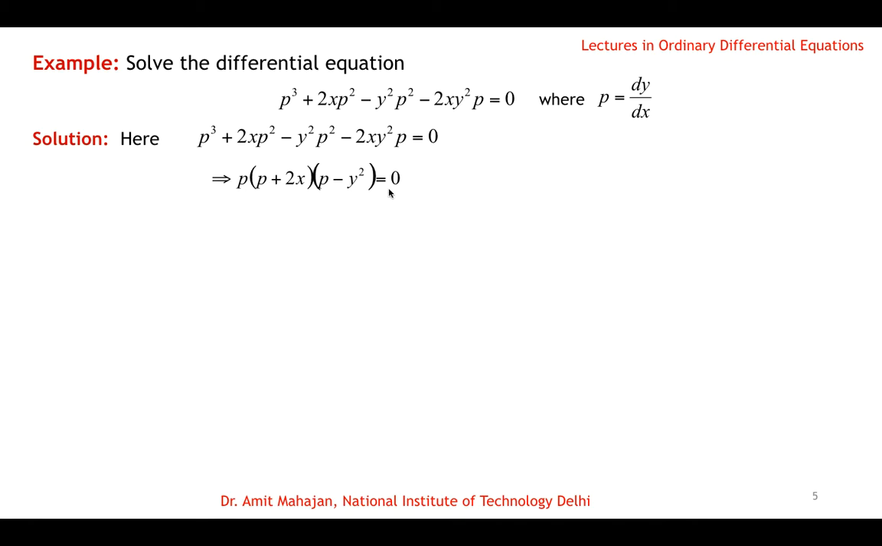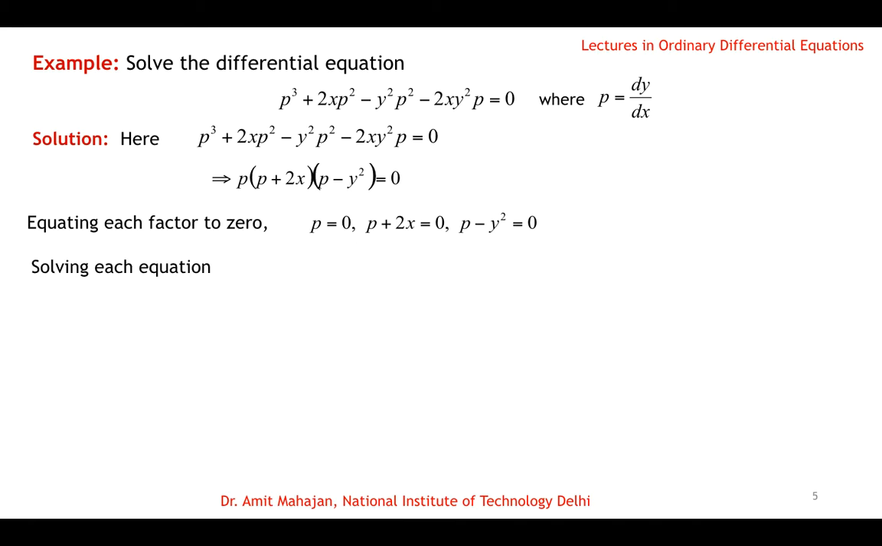So equate each to 0. So p equals 0, p plus 2x is equal to 0, p minus y square equal to 0. Okay, now p is equal to 0 is a first order differential equation in first degree. Similarly, p plus 2x equal to 0 and p minus y square equal to 0, they are first order first degree differential equations. We will solve each of them separately.